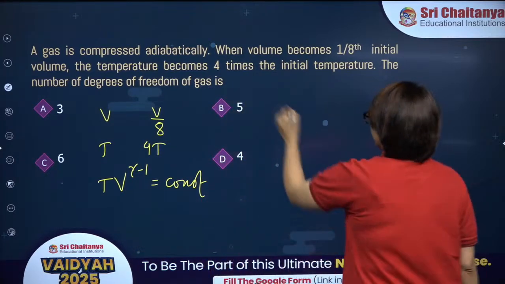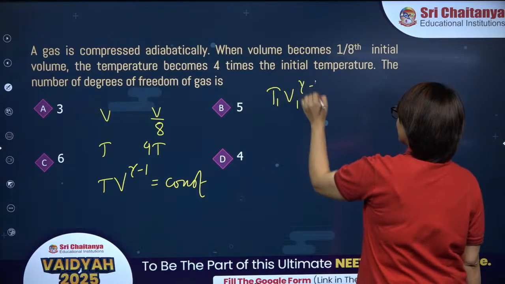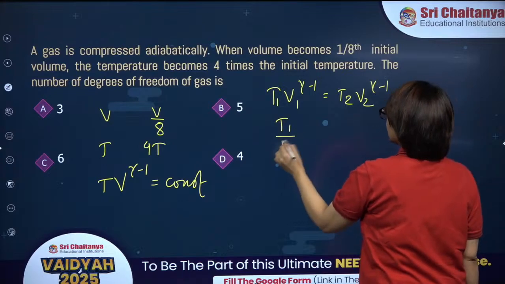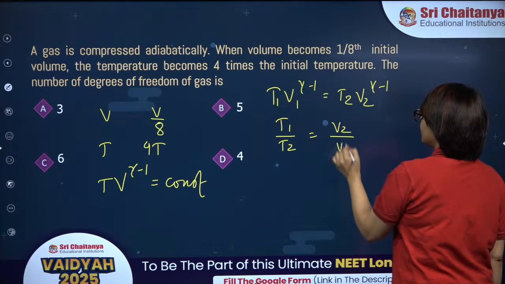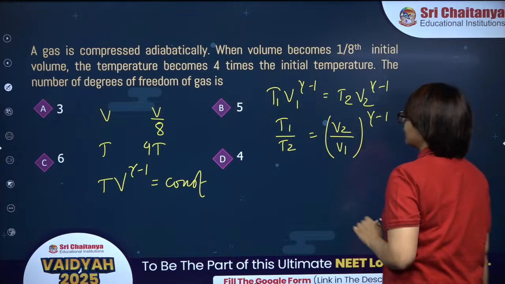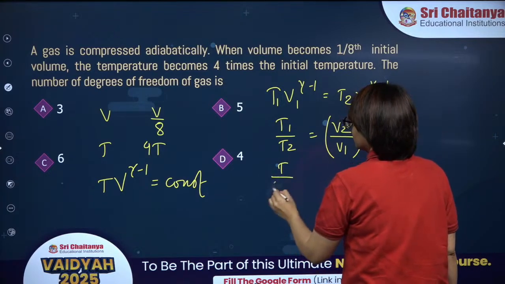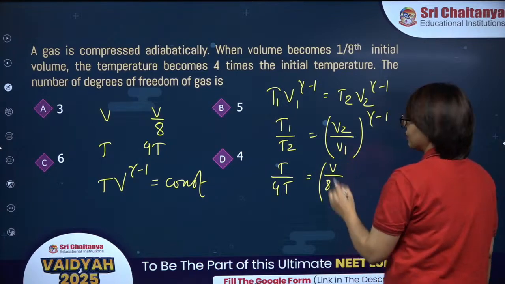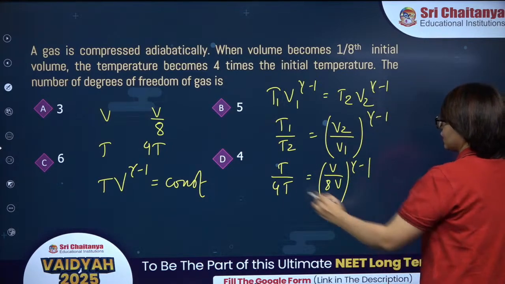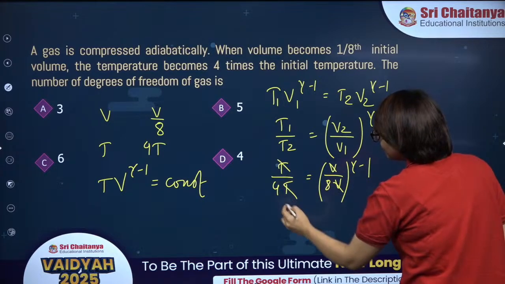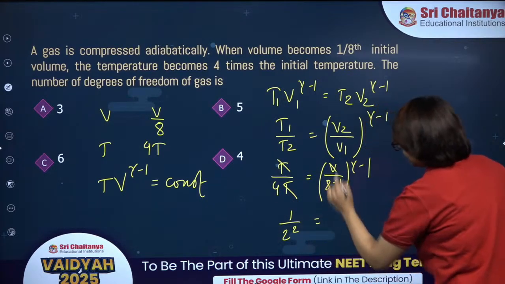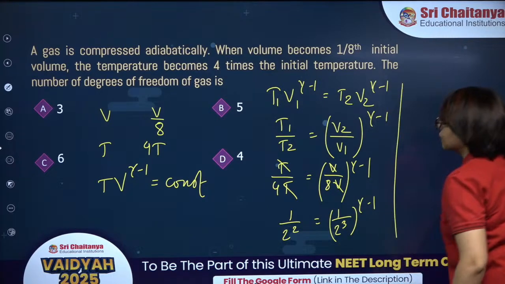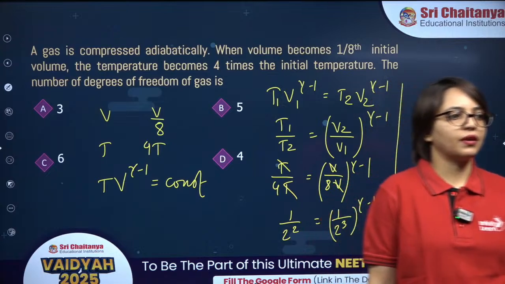So you can apply this one. T1 V1 power gamma minus 1 is equal to T2 V2 power gamma minus 1. So from this one, T1 upon T2 is V2 upon V1 power gamma minus 1. T1 is T, T2 is 4T, V2 is V by 8 and V1 is V, power gamma minus 1. So 1 by 4 is 1 upon 2 square and 1 by 8 is 1 upon 2 cube, power gamma minus 1. Now you just have to compare the powers because the base is the same, right?